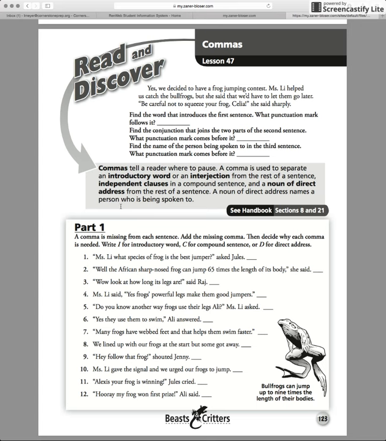Hey guys, okay, so your lesson for today is lesson 47. This lesson focuses on commas as well. It is on page 123 of your grammar workbook.